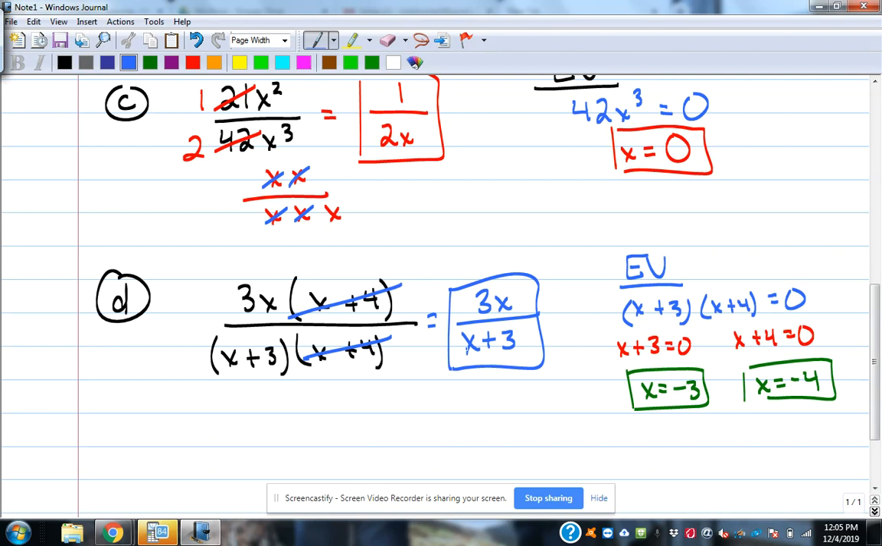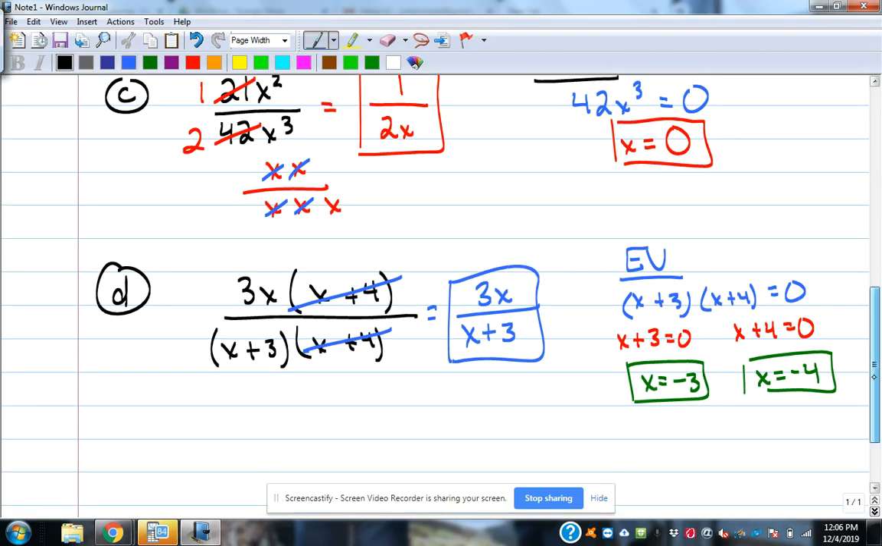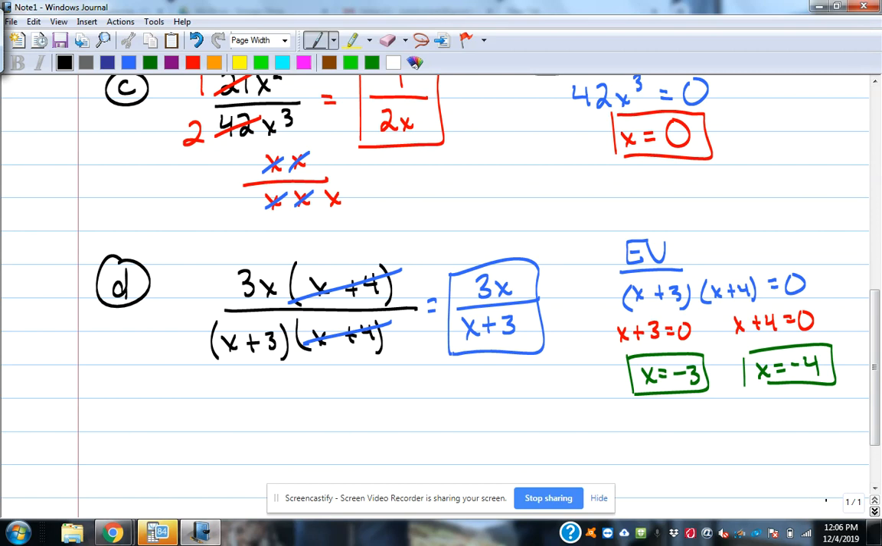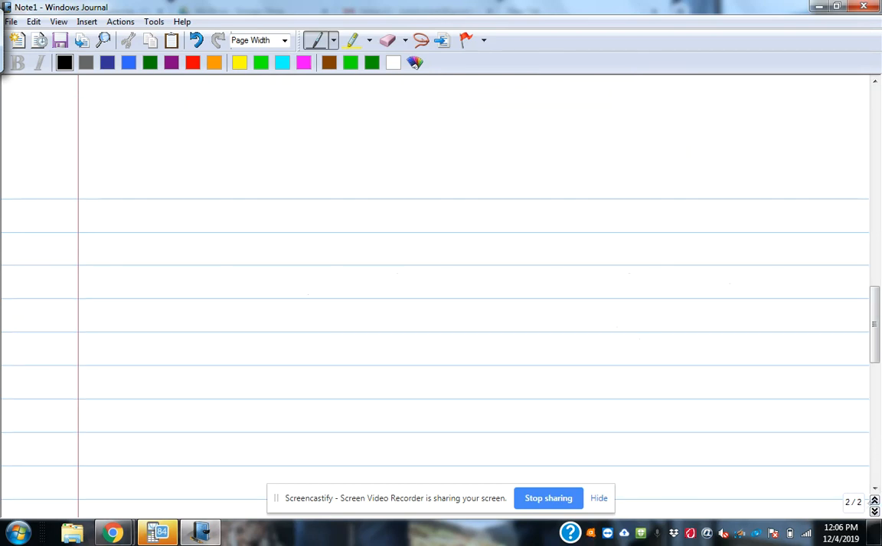If it's got addition or subtraction in it, then it's got to match exactly to cancel out. You can't cancel out parts of that. I cancel the whole thing or none. Okay. So those were already factored for us. Let's do one that's not.